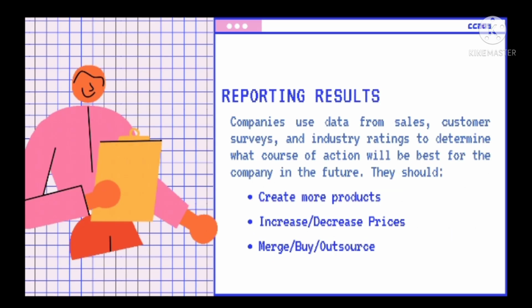Reporting results. Companies use data from sales, customer surveys, and industry ratings to determine what course of action will be best for the company in the future. They should create more products, increase or decrease prices, merge or buy, and outsource.